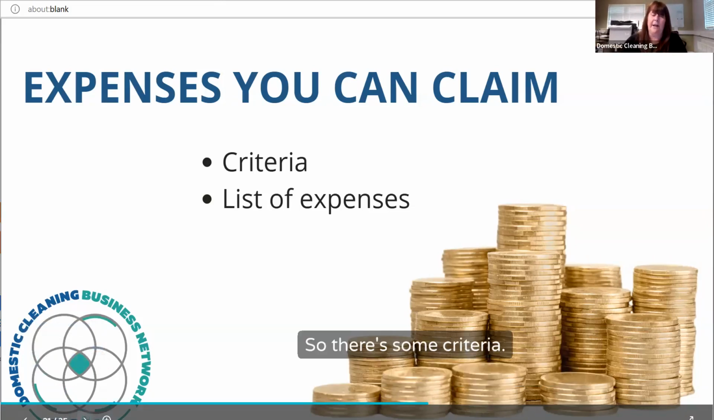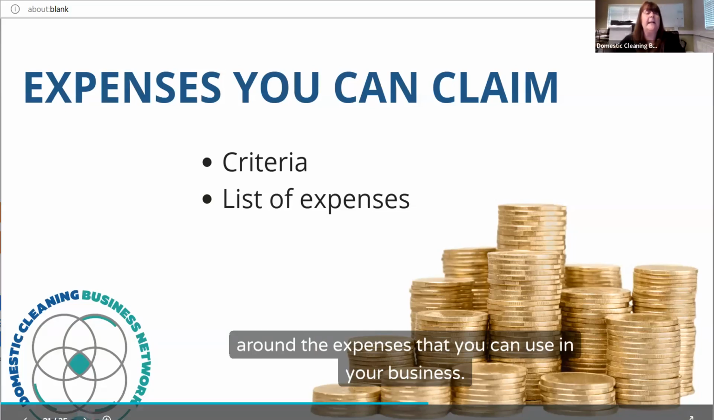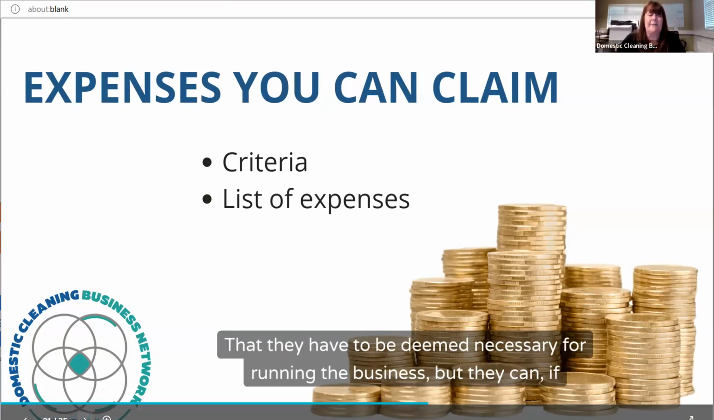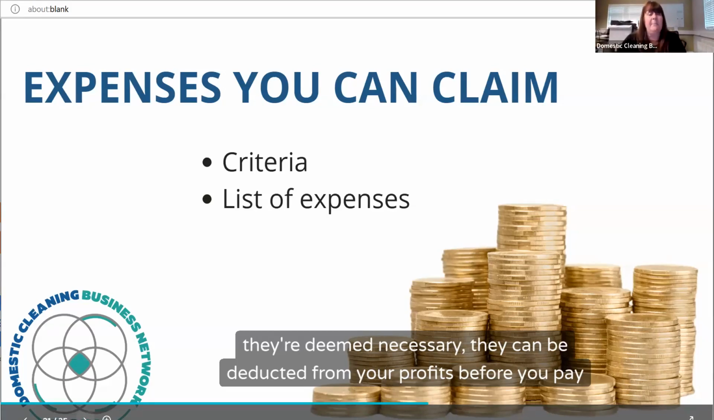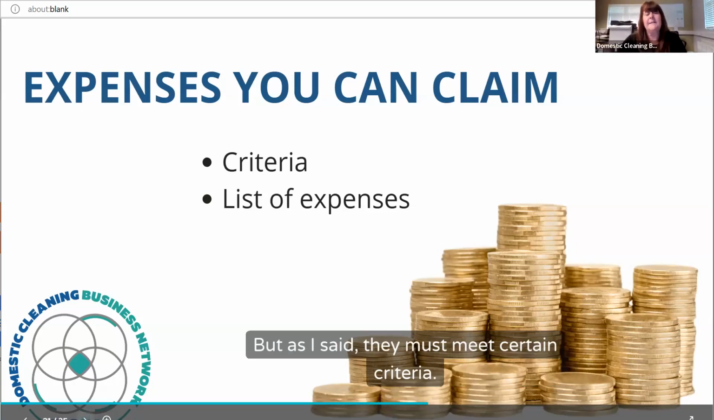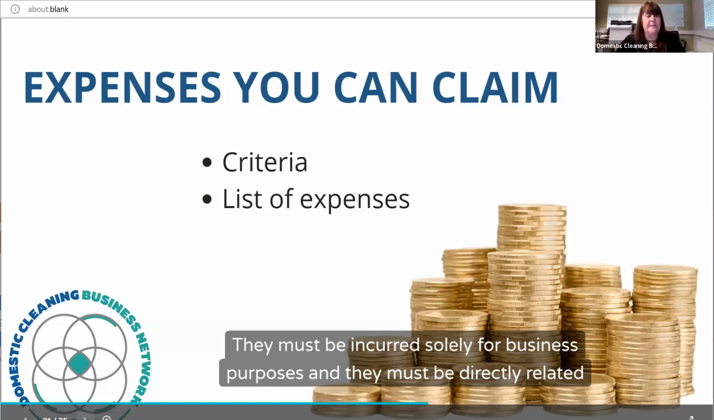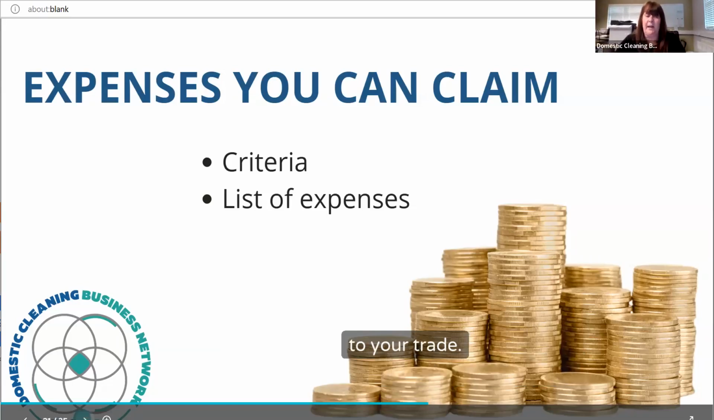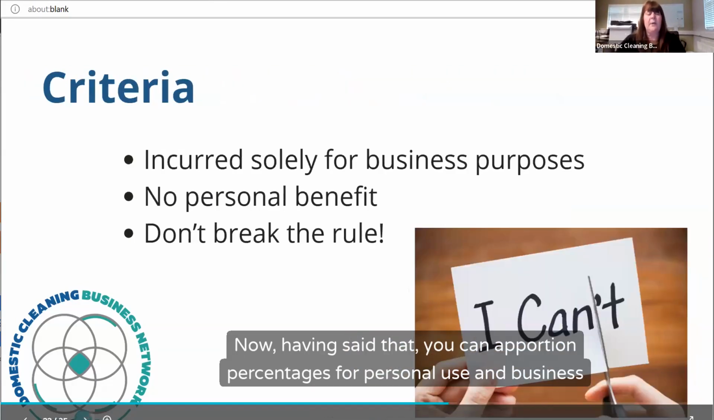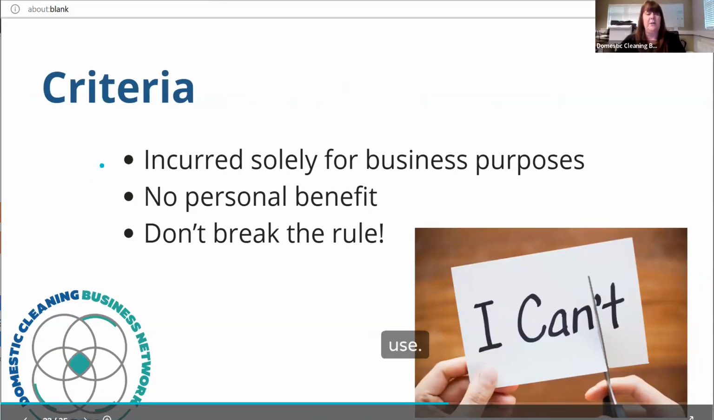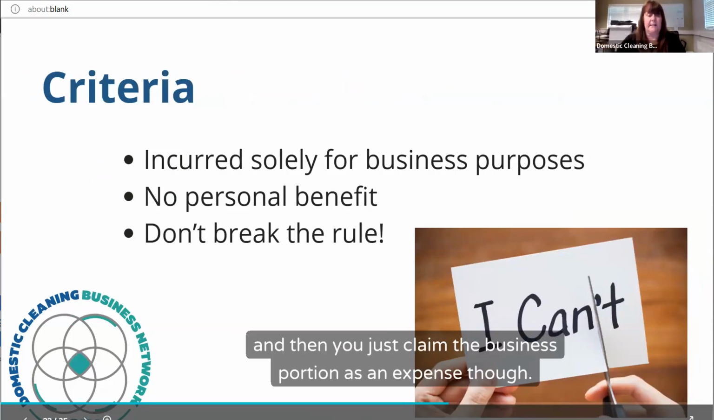So there's some criteria around the expenses that you can use in your business, that they have to be deemed necessary for running the business. If they're deemed necessary, they can be deducted from your profits before you pay tax. But they must meet certain criteria. They must be incurred solely for business purposes, and they must be directly related to your trade. Now, having said that, you can apportion percentages for personal use and business use, and then you just claim the business portion as an expense.